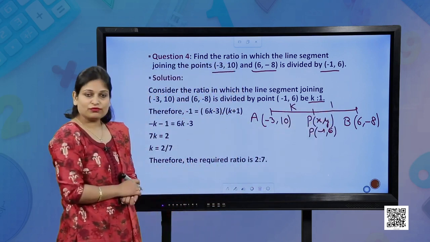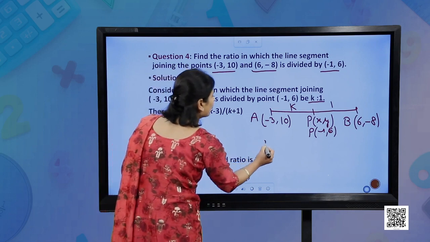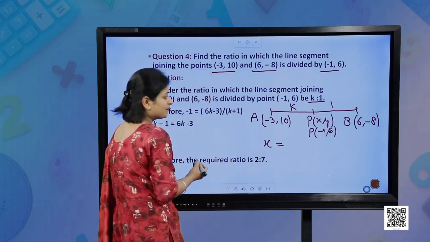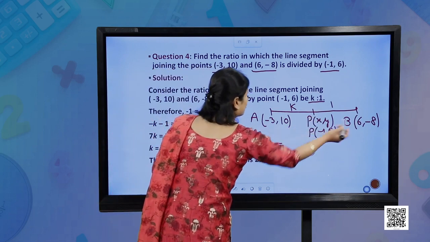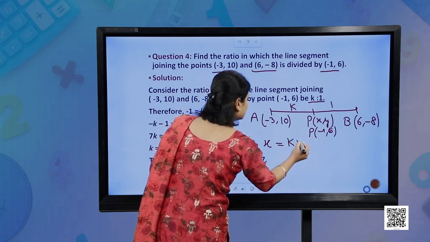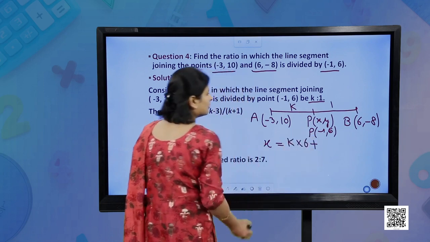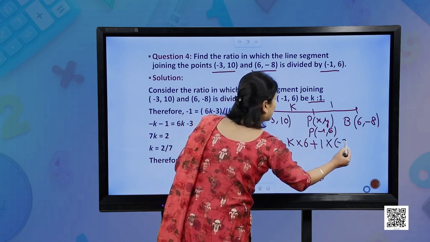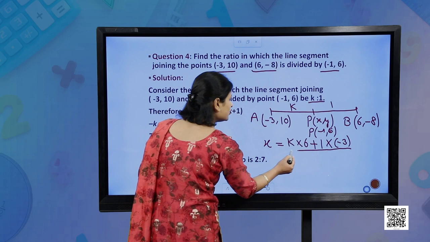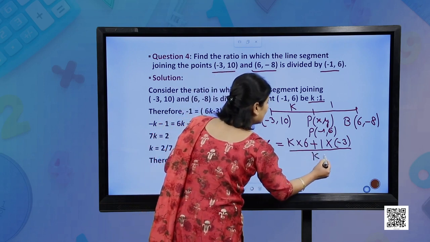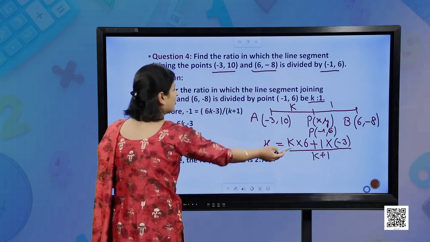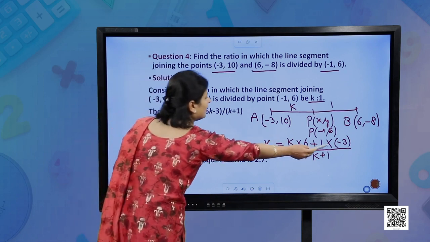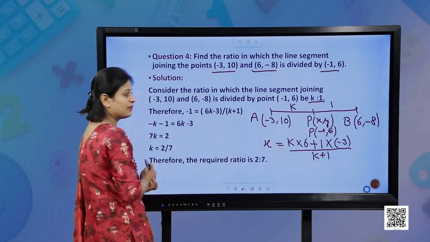So, apply the section formula for x. How will you find it? x equals k into 6 plus 1 into minus 3 divided by the sum of the ratios, which is k plus 1. So, what will you get? 6k minus 3 divided by k plus 1.